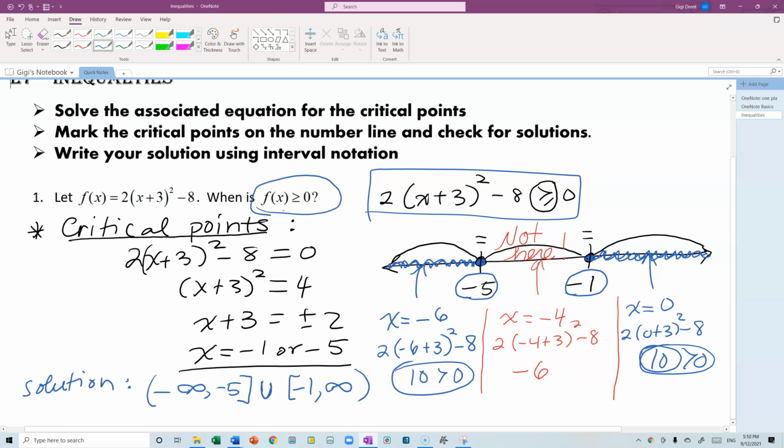So again, how do we solve inequalities? Step 1, solve the associated equation. Step 2, put that on a number line and then test the regions there. And then step 3, go ahead and summarize your answer in interval notation. And that is that.